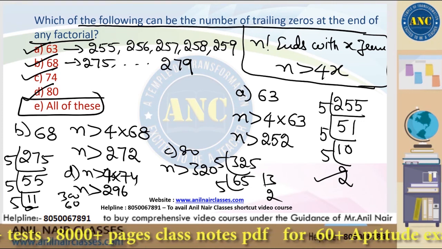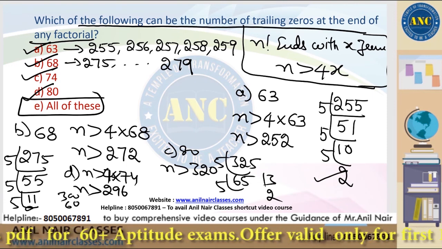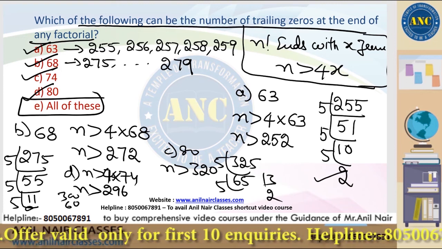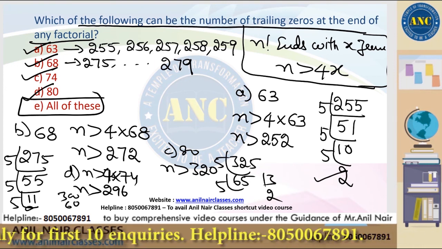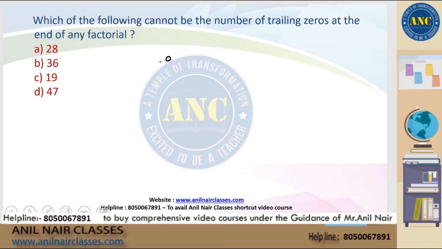When we got 63 and 68 working, we can say options A and B are satisfying. So the answer will be all of this. When two options are satisfying, then only we can say that the answer is all of this. I hope you are all with me. If N factorial ends with x zeros, then n is greater than 4x. This is the concept. This is a take home question. You can solve it a little later.